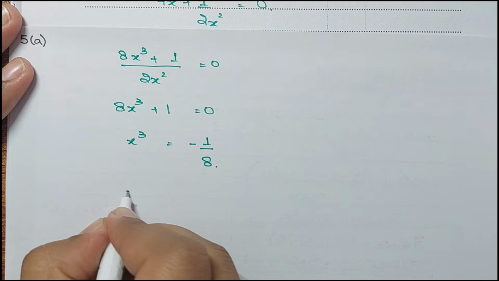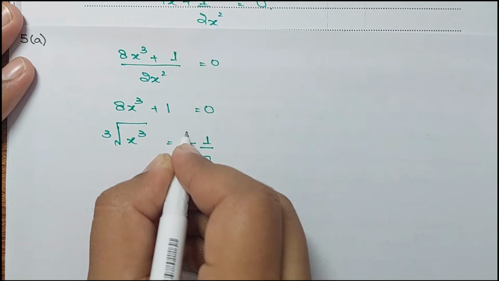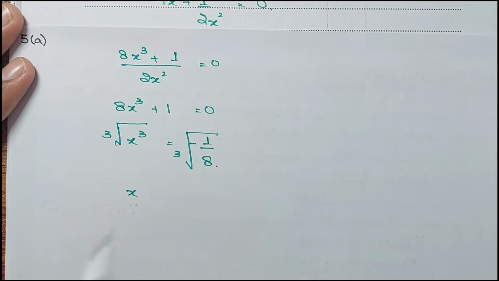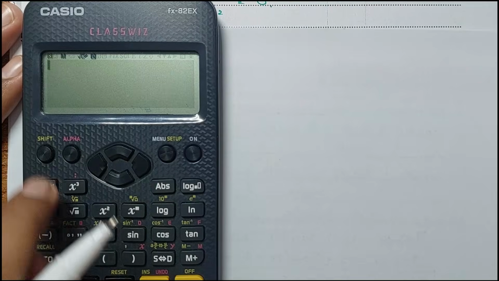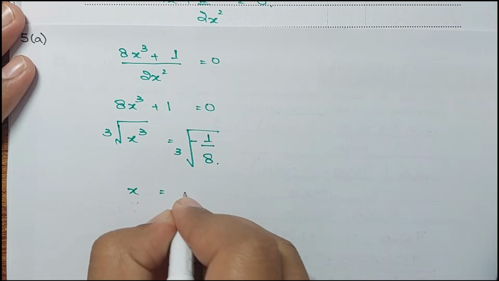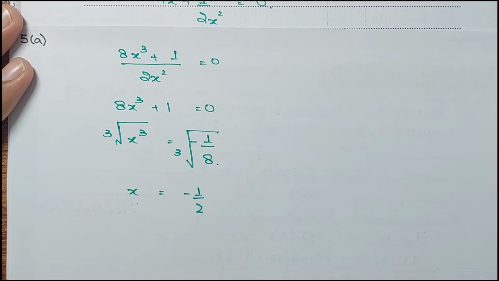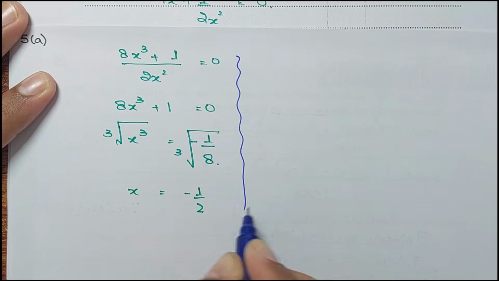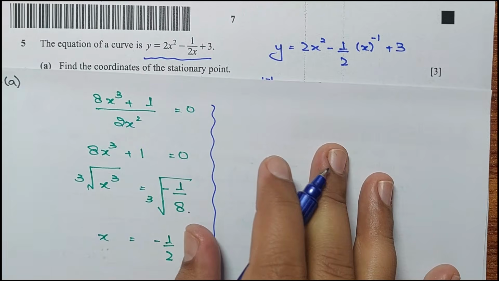To solve for x, take the cube root on both sides. So the cube root of -1/8 is -1/2. This is the x coordinate. When we have the x coordinate, we can easily get the y coordinate by plugging the x into the equation of the curve. We have been given the equation of the curve, so just plug in the value.